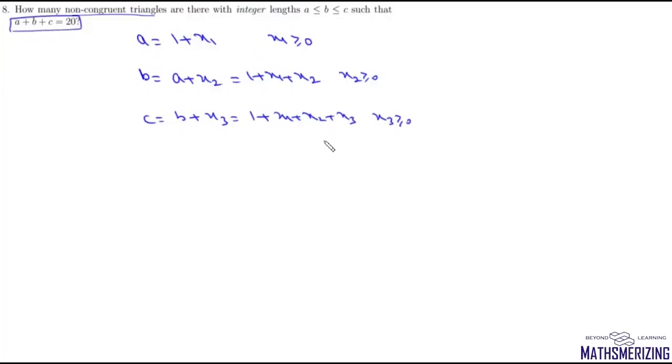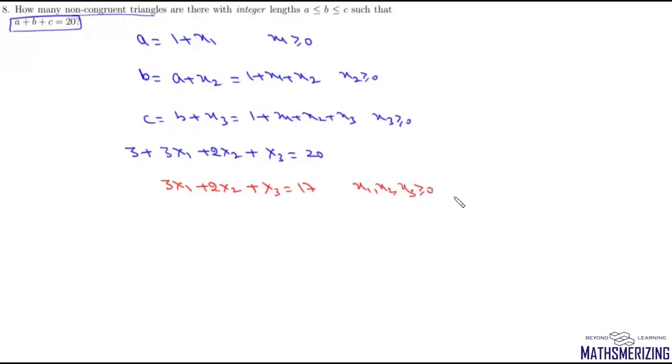So we'll add them, then we'll get 3 plus 3x1 plus 2x2 plus x3, and this should be equal to 20. So we can write this equation as 3x1 plus 2x2 plus x3 equals 17, where each of x1, x2 and x3 are integers greater than or equal to 0. So this is the condition that we have when a plus b plus c is 20 and a is less than or equal to b is less than or equal to c.